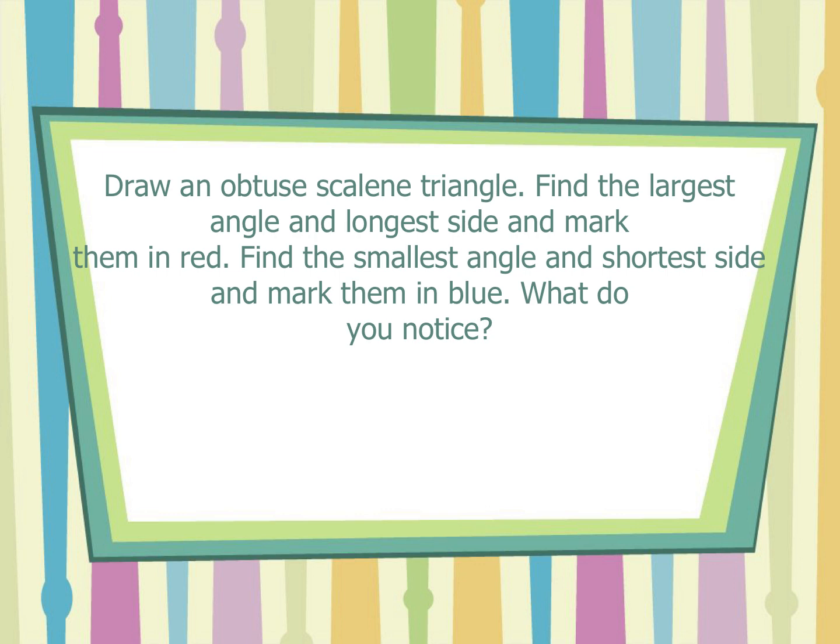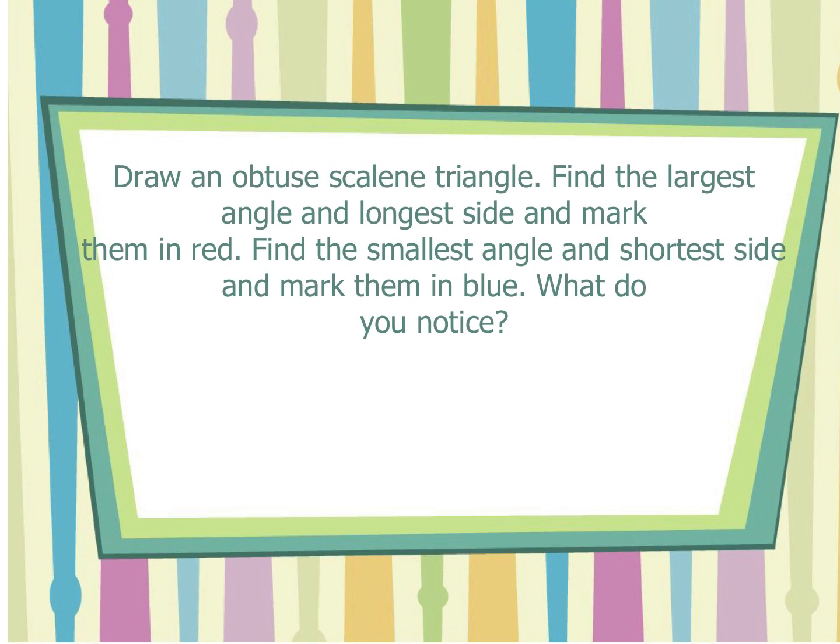Find the largest angle and the longest side and mark them in red. Then find the smallest angle and the smallest side and mark them in blue. What do you notice? Start, guys, and make sure you draw your triangle in black so you can identify which ones are the red and which ones are the blue. Now, what does it mean to be obtuse and scalene?